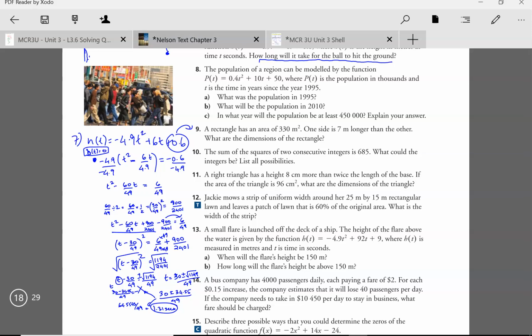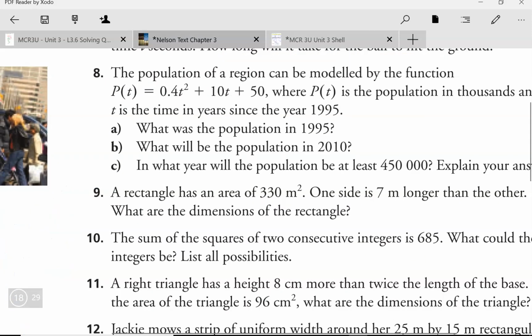I'm already getting a migraine doing that, so I'm not going to do question number 8. I'm going to leave that in your capable hands. And I see it's not that difficult to do. You can try that on your own. And here, okay, maybe I'll just give you a hint.